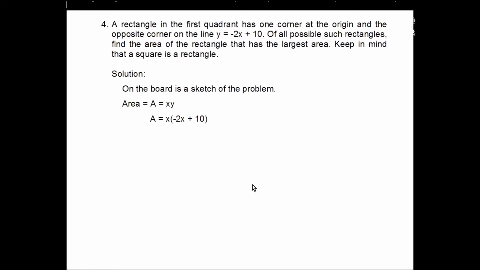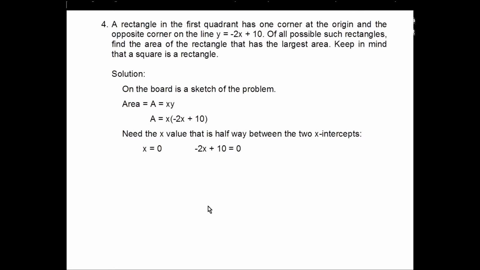It's factored, so we're going to need the x value that's halfway between the two x-intercepts. So find the x-intercepts. Don't forget the x equals 0. So x equals 0. The other one, negative 2x plus 10 equals 0. I get negative 2x equals negative 10. So x is 5. So we need what's halfway between 0 and 5. So 0 plus 5 over 2. I get 5 halves, or if you like, 2.5.